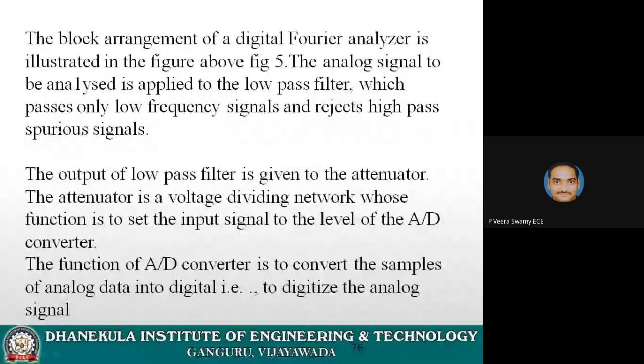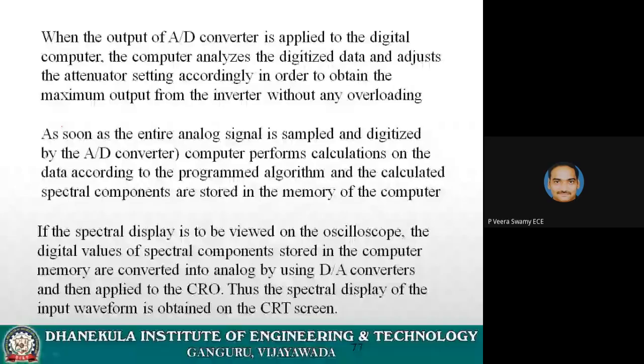When the output of the analog to digital converter is applied to the digital computer, the computer analyzes. This is the most important point, and why we go for the digital Fourier analyzer. The computer analyzes the digitized data and adjusts the attenuator settings accordingly in order to obtain the maximum output from the converter without any overloading.